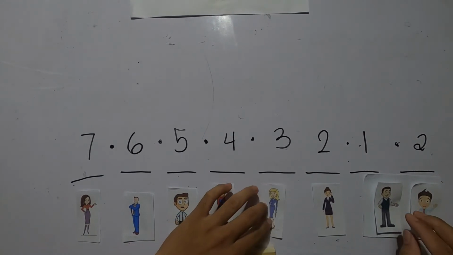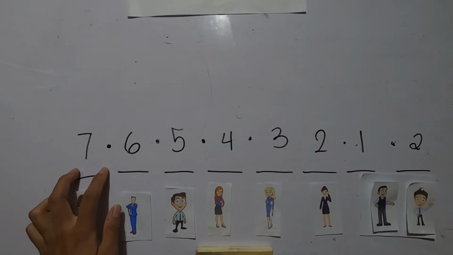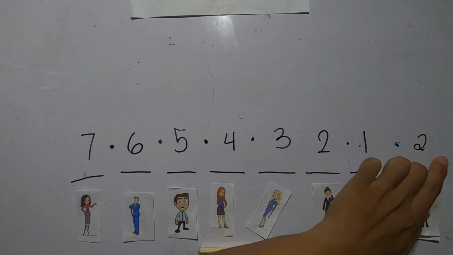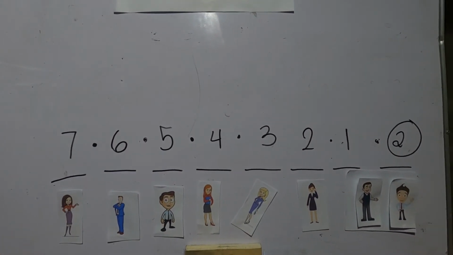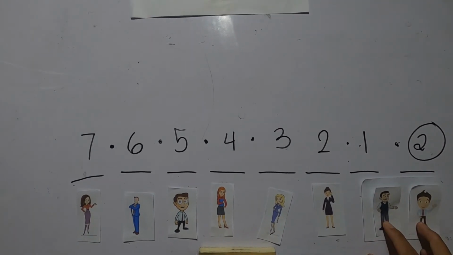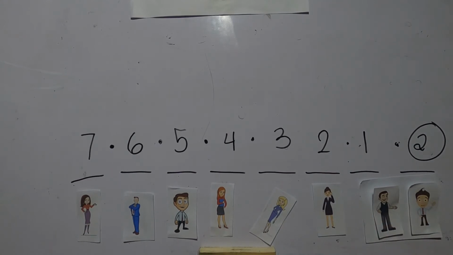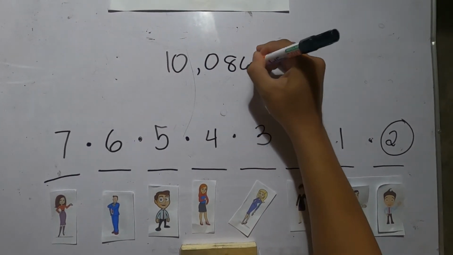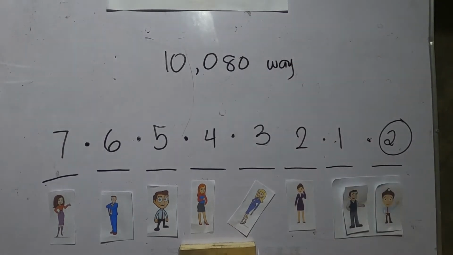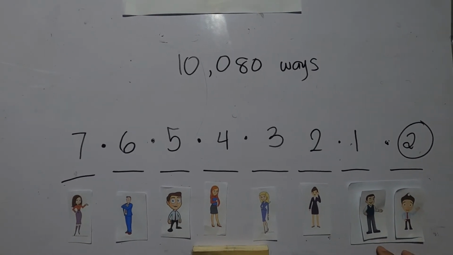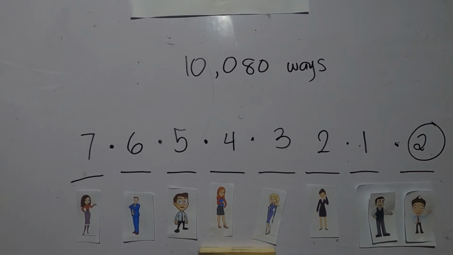So our answer will be the product of 7, 6, 5, 4, 3, 2, 1, and 2. Remember, this 2 is the value of 2 factorial, which represents the number of ways for those two persons who want to sit beside each other. So, our answer is 10,080. There are 10,080 ways for 8 persons to be arranged in a row where 2 of them want to be seated beside each other.